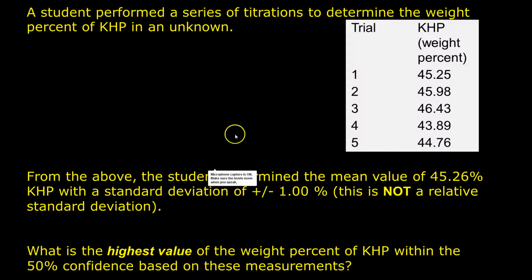Okay. So this is the problem. What we have is a student who performed a series of titrations to determine the weight percent of KHP in an unknown. They're listed here. It says, from the above, the student determined the mean value of 45.26% KHP with a standard deviation of plus or minus 1.00%. And I noted this is not a relative standard deviation. So this is an absolute standard deviation because these are in percentage. So what's the highest value of the weight percent of KHP within the 50% confidence level based on these measurements?